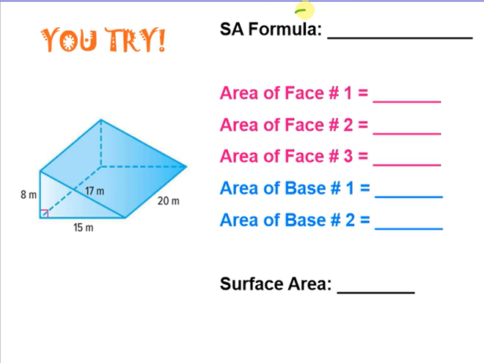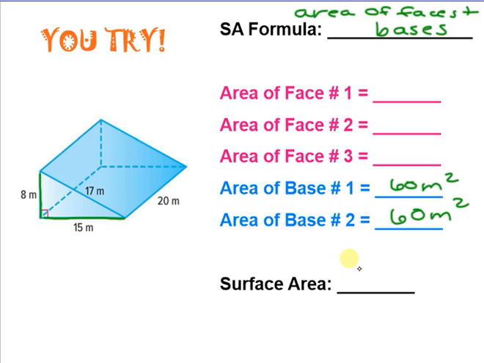So our formula is area of faces plus bases. So I'm going to start with my bases. So here I have a base of 15 and a height of 8. So 15 times 8 times 0.5 because it's our triangle, which gives me 60 meters squared. This triangle is the same as this triangle, so the other base is 60 meters squared.